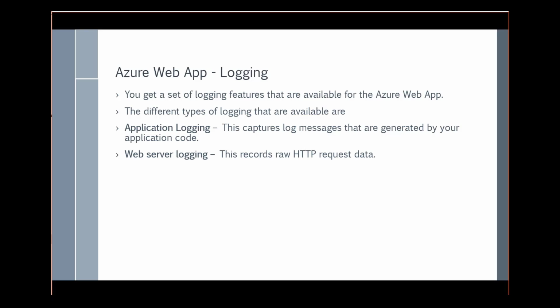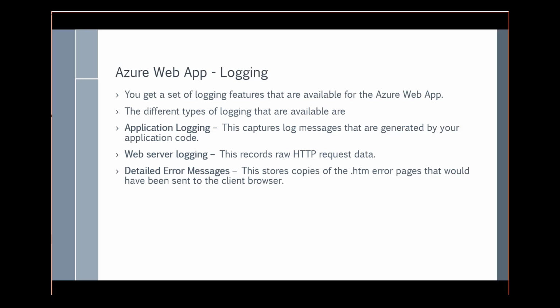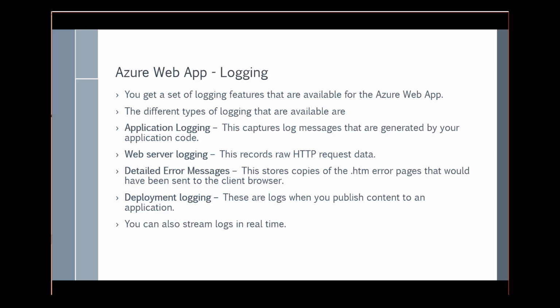You have web server logging. This records raw HTTP request data. You have detailed error messages. This stores copies of the .html error pages that would have been sent onto the client browser. You have deployment logging. These are logs when you publish content onto an application. And you could also stream logs in real time. So let's go on to Azure. I just want to show you some of the logging features that are available.